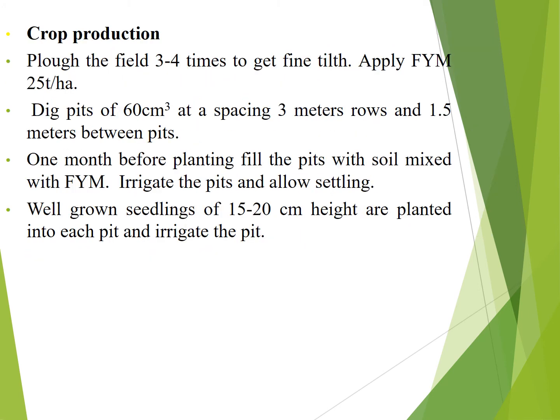Then crop production. For land preparation, plow 3 to 4 times, and at the time of plowing add 20 to 25 tons of FYM, followed by a last harrowing. Then dig pits 60 centimeter cube at a spacing of 3 by 1.5 meters, that is, row to row and plant to plant distance should be maintained in the field. The pits should be about 60 centimeters in length, width, and height.